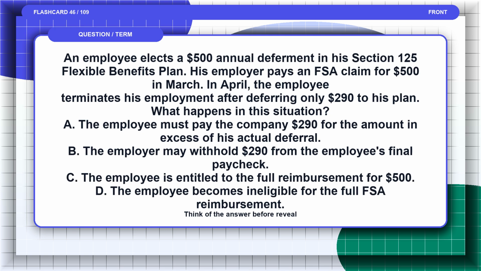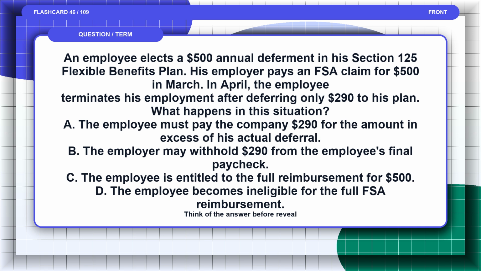Flashcard 46. An employee elects a $500 annual deferment in a Section 125 flexible benefits plan. His employer pays an FSA claim for $500 in March. In April, the employee terminates his employment after deferring only $290 to his plan. What happens in this situation?